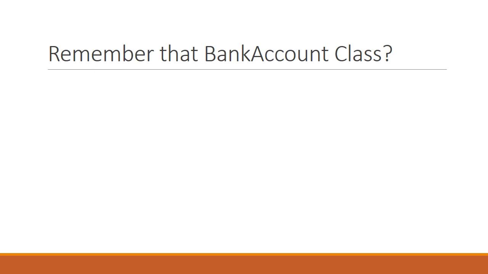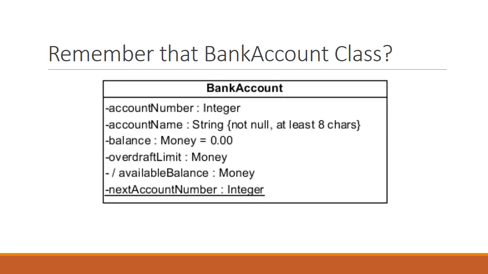Remember that bank account class? So now I'm going to rewrite the bank account class using everything we've learned today. And you might end up with something like this. The bank account has an account number that's private and is of type integer. It has an account name that's private, of type string. It cannot be null and must have at least 8 characters. It has a private attribute called balance of type money with a default value of 0. An overdraft limit that's private of type money, and a derived attribute called available balance as denoted by the slash. That is also of type money.